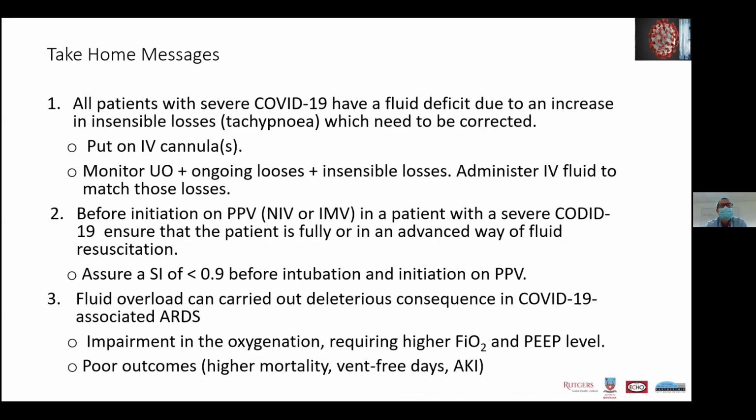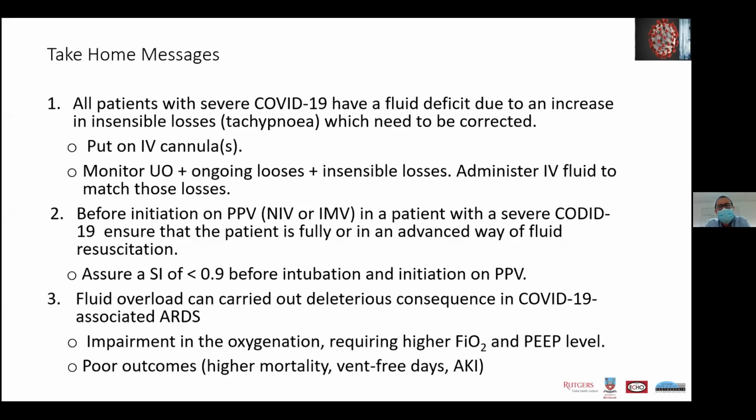The last slide, I would like to highlight as a take-home message that all patients with severe COVID-19 have a fluid deficit due to an increase in insensible losses. It means, because of the tachypnea, which needs to be corrected. You need to put in an IV cannula or cannulas and monitor urine output, ongoing losses, and insensible losses, and then match those losses with IV fluid, mainly crystalloid.